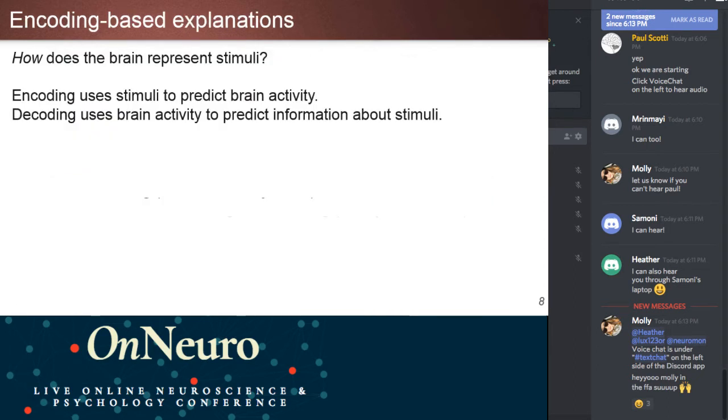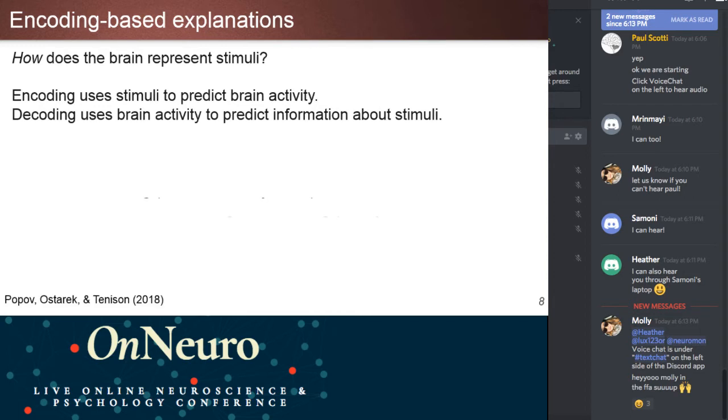So this has all still been decoding, so what even is encoding? Well, encoding allows us to ask, how does the brain represent stimuli, as opposed to what stimulus was someone looking at given their brain activity. So that is, just to repeat myself, encoding uses stimuli to predict brain activity. Decoding uses brain activity to predict the stimulus. So they're basically opposites of each other.